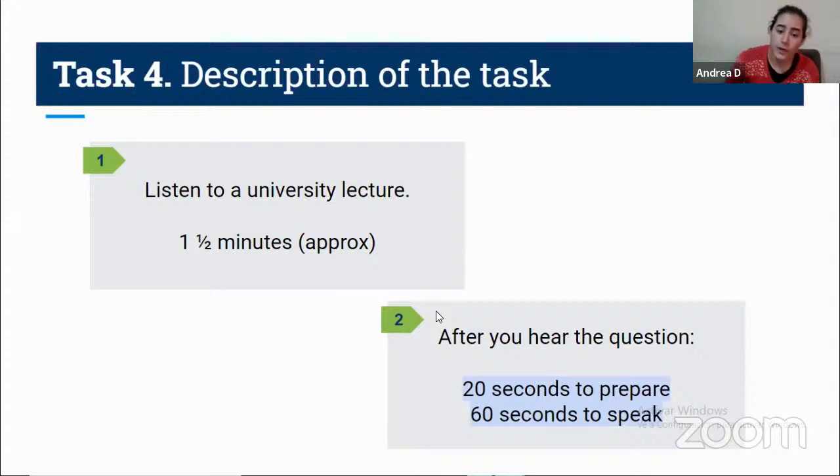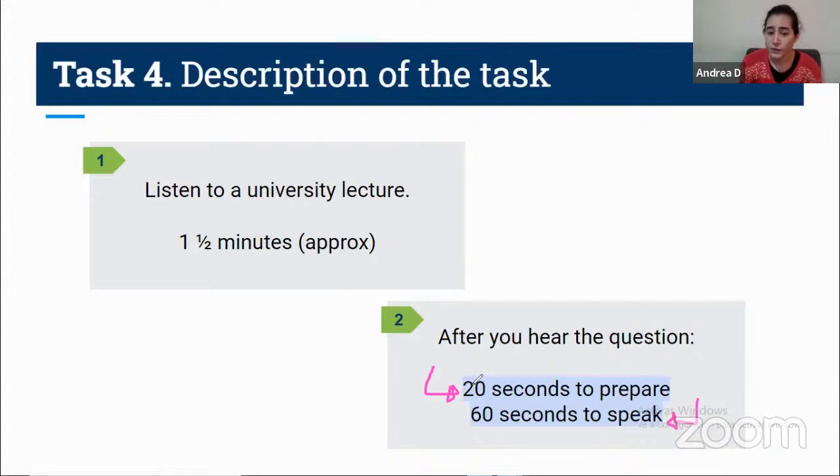And in order to summarize, they will give you 20 seconds to prepare your response. So you'll have 20 seconds to think about what you're gonna say, and 60 seconds to speak. So you will have to summarize this lecture in 60 seconds, in 1 minute. Okay, so you listen to a lecture, an audio file, you have 20 seconds to prepare your response and 1 minute to speak.